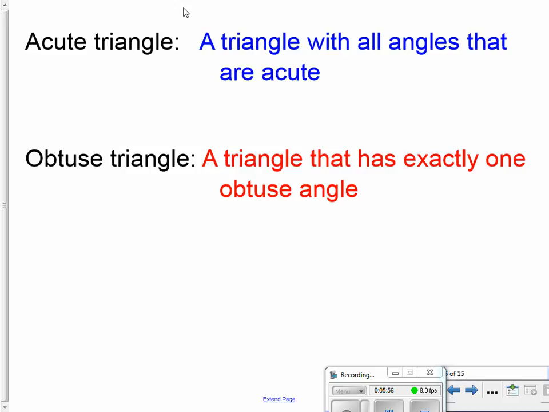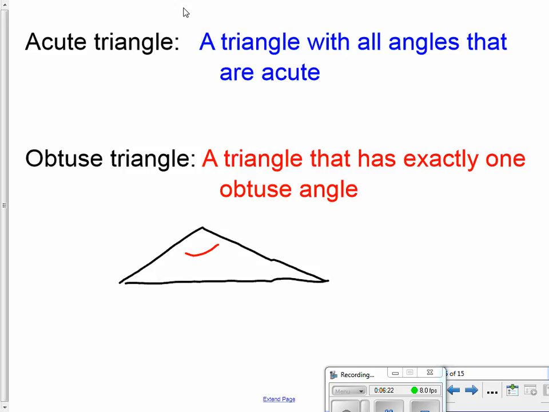An obtuse triangle, a little easier to draw. You just need at least one obtuse angle. This one here, we can tell that's obviously bigger than a right angle. And then the other angles are just connected anywhere, as long as there's at least one obtuse angle. In fact, there can't be any more than one. There has to be just one obtuse angle. Then it is called an obtuse triangle.